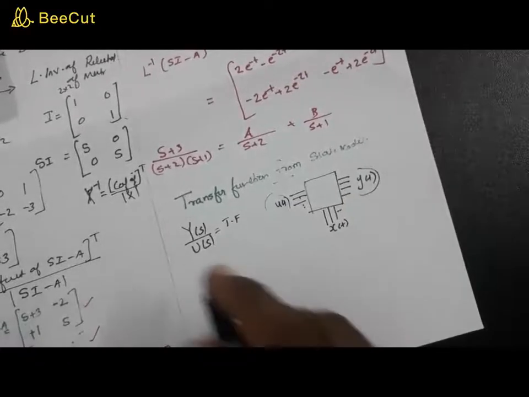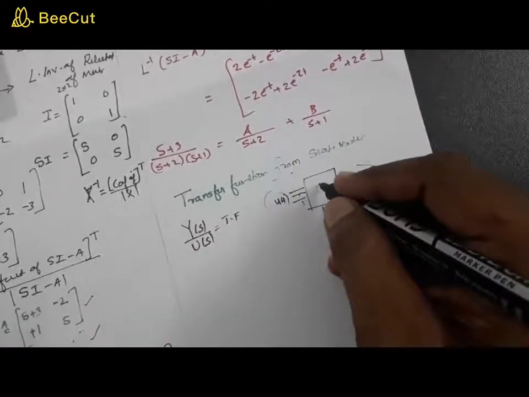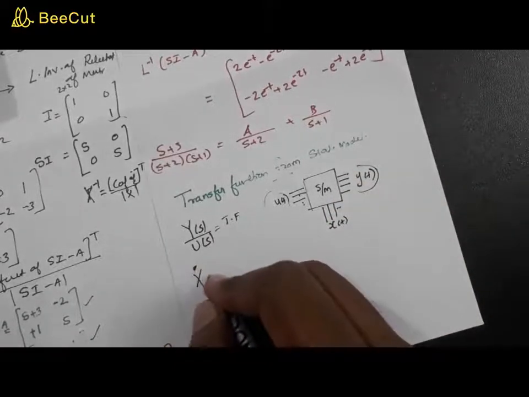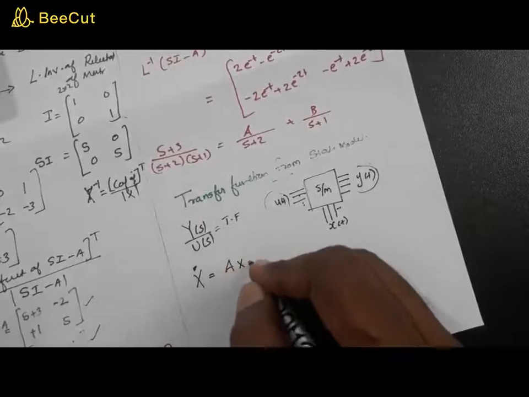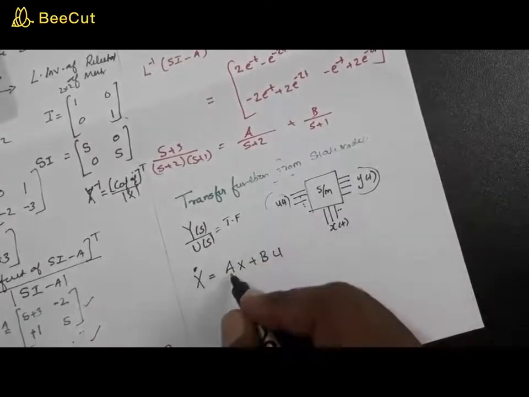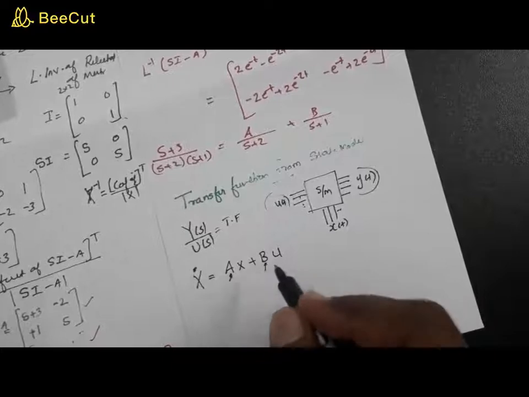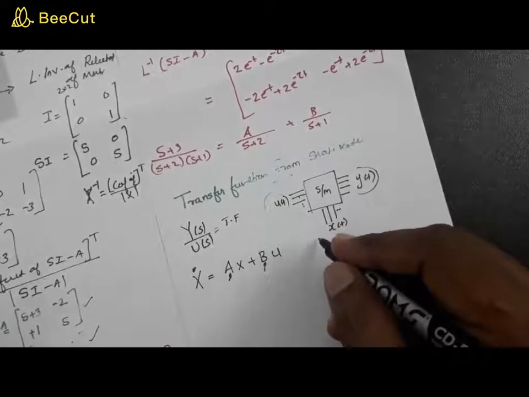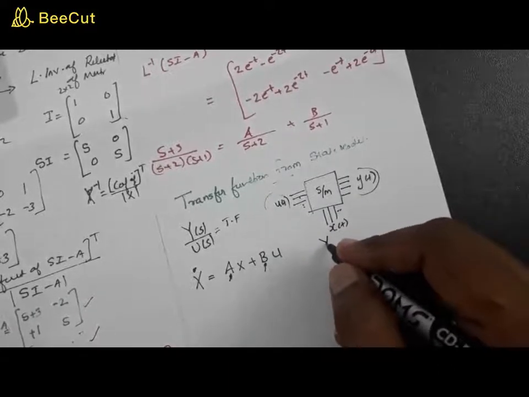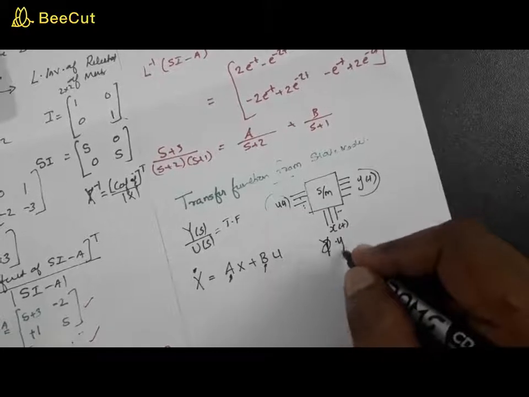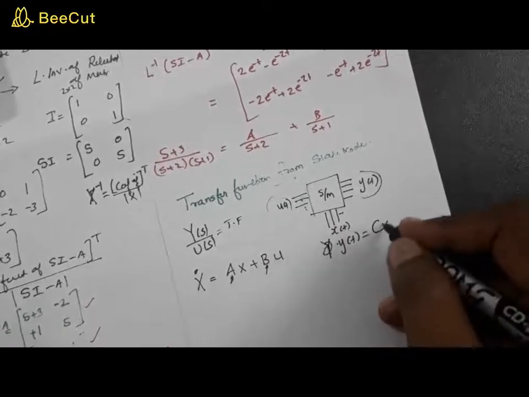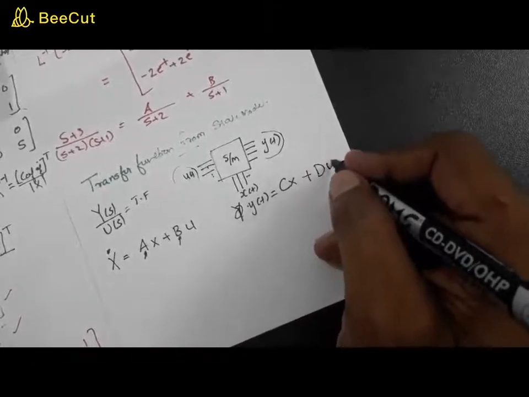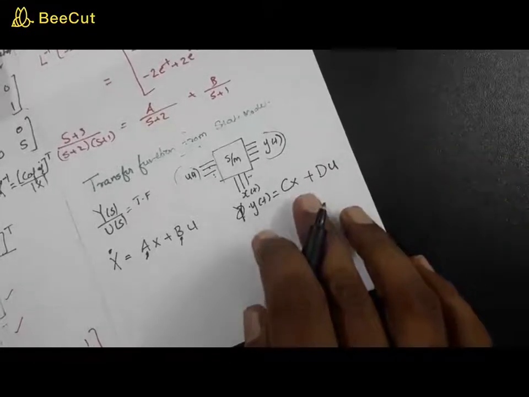Now, we know that for this system you can have the state model. The state equation is given by x dot = Ax + Bu, where A is the system matrix, while B is the input matrix. And you again have y of t = Cx + Du, right? C into x plus D into u.